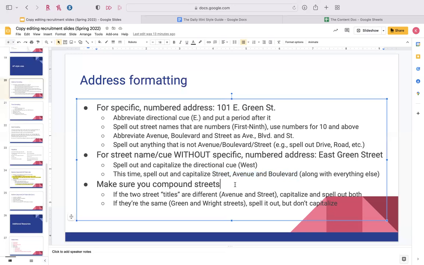And then there's also compound streets, which would mean there are two streets that are intersecting. If they were different kinds, if it was an avenue and a street, or any combination like that, you would capitalize and spell both of them out. But if they were the same, like Green and Wright Streets, if you're talking about that intersection, then you would spell it out, but you wouldn't capitalize it. You can see streets like that.